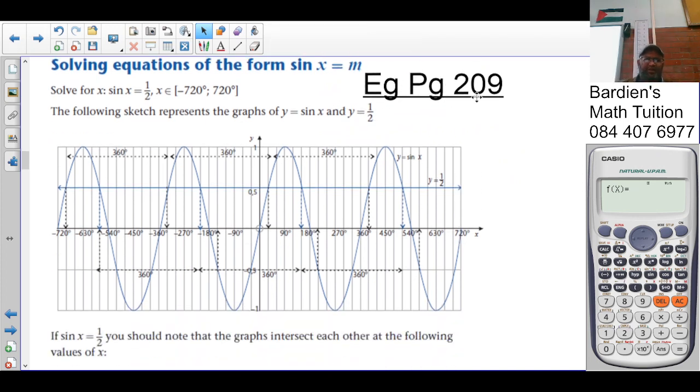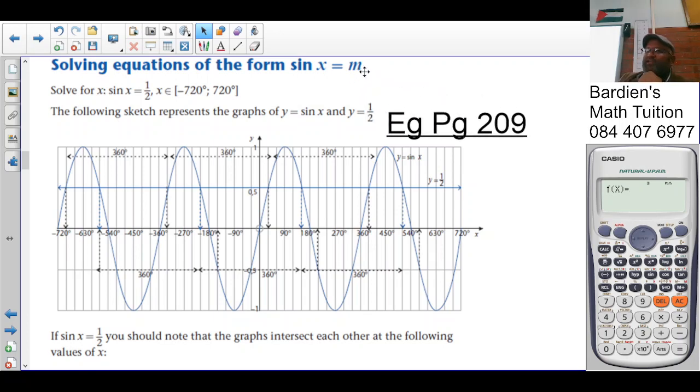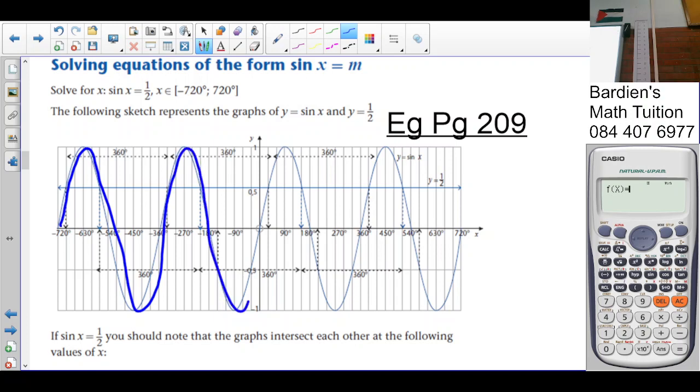Trigonometric equations. So solve the equation of the form sin of x equal to m. Now m is any ratio that we normally have, okay? So here we are told to solve for x, for sin of x is equal to a half, where x is an element of negative 720 to 720, which means to say the graph from negative 720 to 720. Okay, that's basically what it means. At this point you know how to draw a graph, okay? So if you draw the sine graph from negative 720 to 720, this is what the sine graph is going to do.